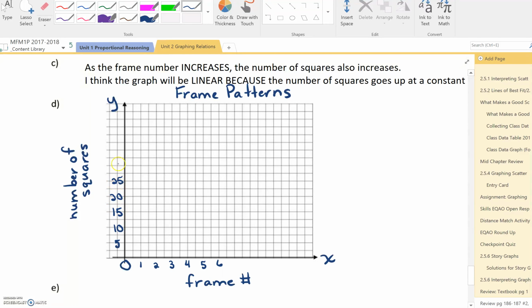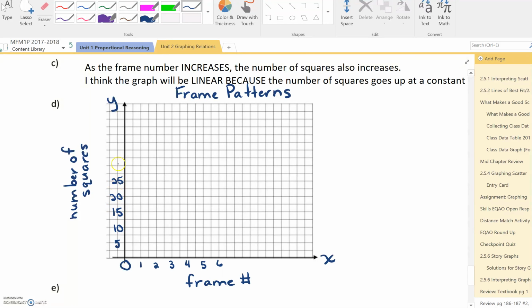Okay, so at 1 frame, there were 4 squares. At 2, it was 7. At 3, so 2.5, okay, 7 would be a little bit lower than that. Okay, so right about here. At 3, it was 10. 4 was 13.5. At 5, it was 16.